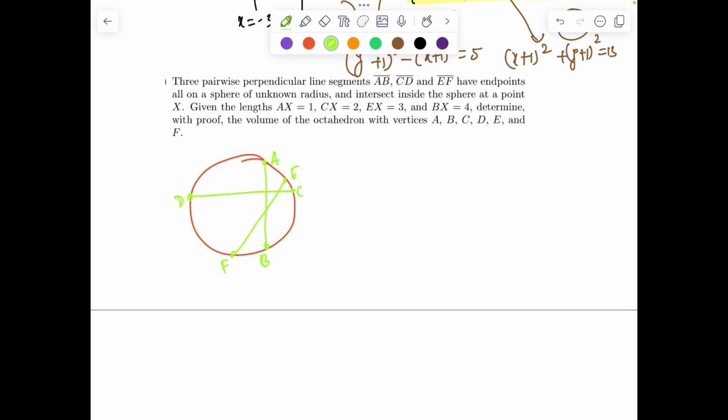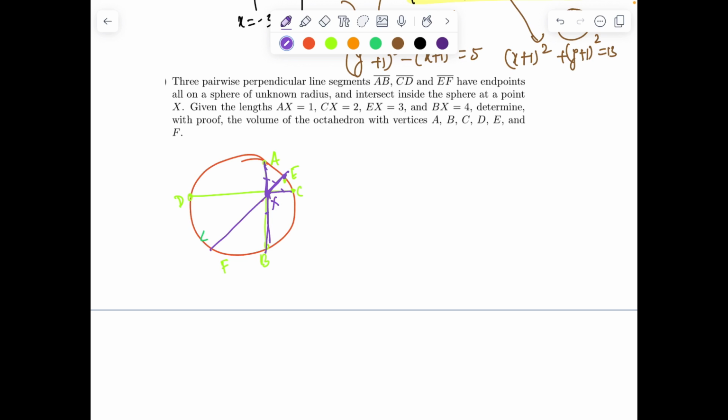So I'm first drawing a very basic diagram of a sphere whose center is not known, and let's say the radius is not known, and the lines intersect inside the sphere at a point x. So given that, these 3 are pairwise perpendicular lines. They have given that all these 3 lines are mutually perpendicular and they intersect inside at a point x. AX distance is known, CX distance is known, and EX distance is known. BX is also known to us. Nice. So we have these 4 distances known to us.